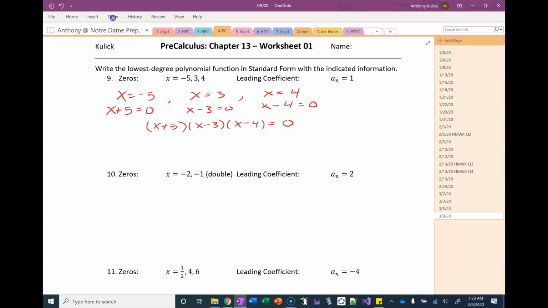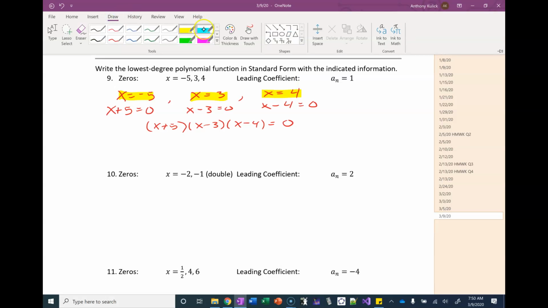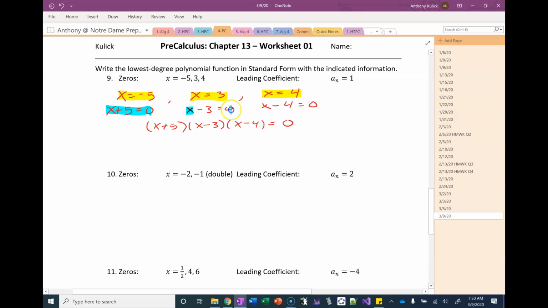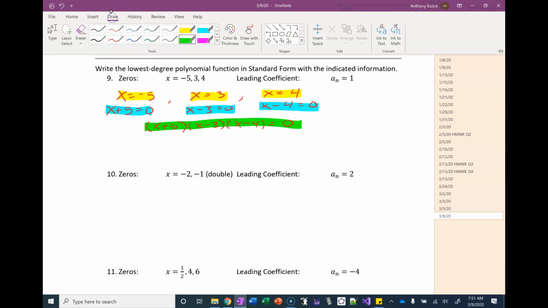So let's look at what I did here. I took these three solutions and converted them into three equations that have that particular solution, and then I multiplied those three equations together to get one equation that will have those three solutions. Does everybody kind of see that?